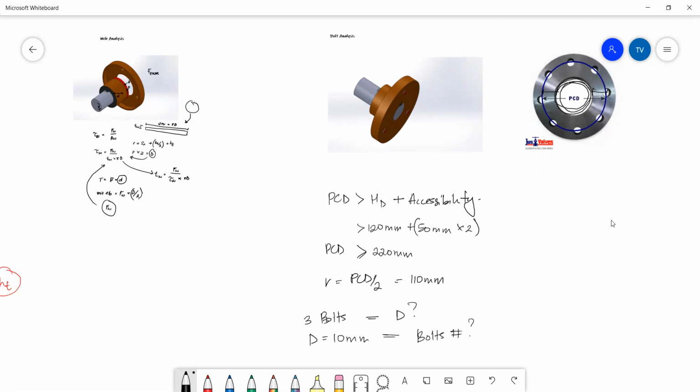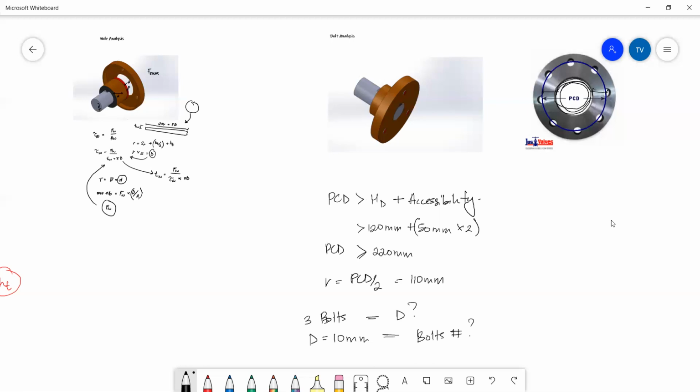All right, those are the two ways that you could approach this section of the question. Some of you will go for setting a certain number of bolts and finding the diameter, or some of you will say, let's set a diameter and then find the number of bolts that we have to use.